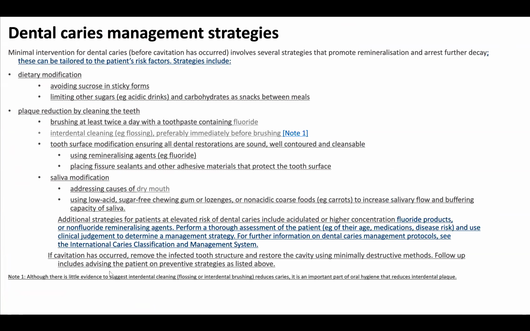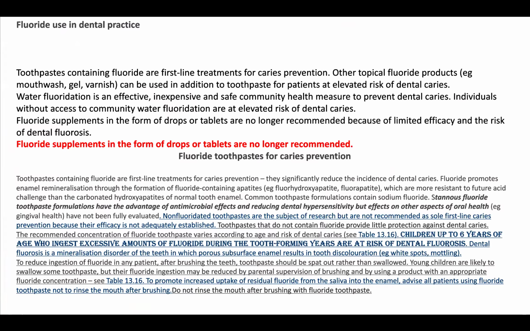Fluorides. What are we using as fluorides? We are using it in the form of toothpastes. That is the first thing that we are using. The other products are mouthwashes, gels, varnishes, etc. So you can use this in addition to toothpaste for somebody at a high risk of caries. Water fluoridation is very important, like I've already talked about it. Inexpensive, effective. No supplements should be given in the form of drops or tablets.